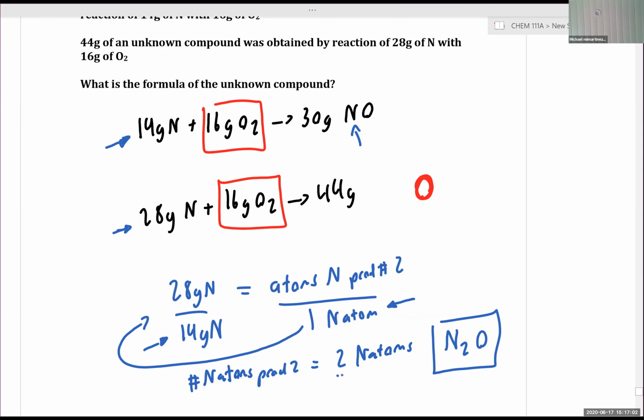And we got the 1 nitrogen atom, yes, because nitrogen monoxide only has 1 nitrogen atom. That is correct. Thank you. Does this make sense? The 30 and 44 grams are not needed for this problem. Exactly. Any other questions I can address?